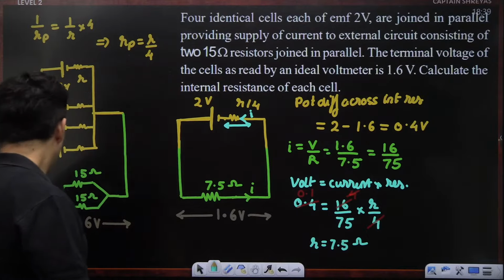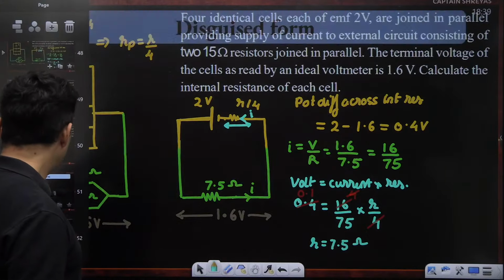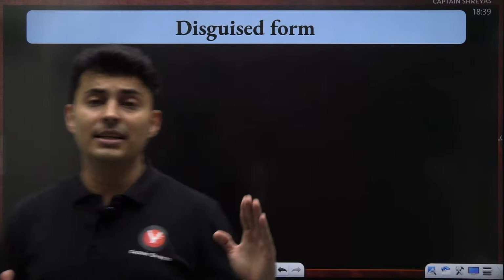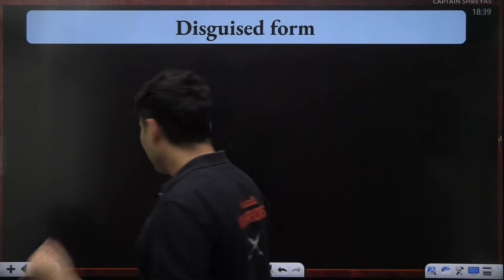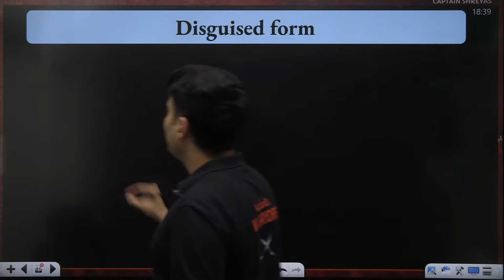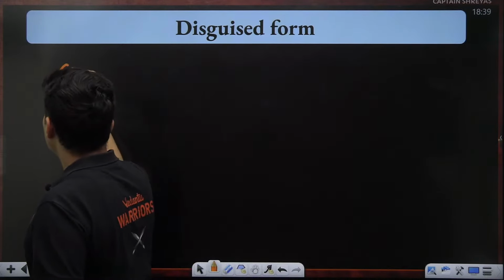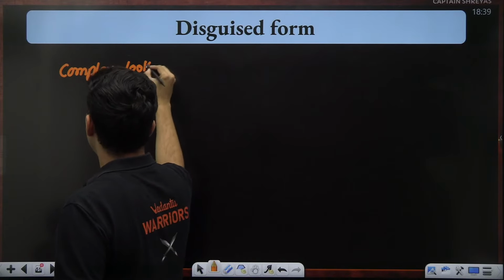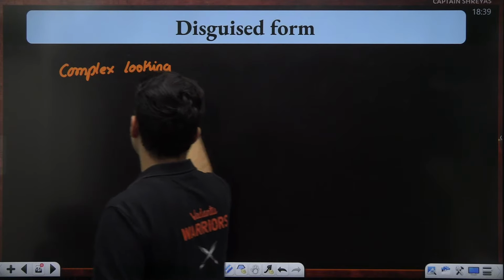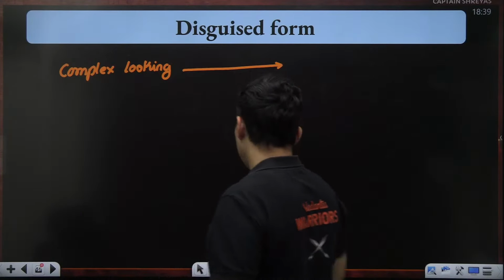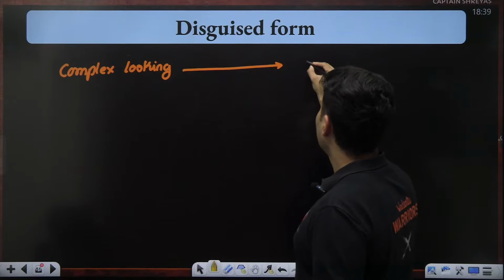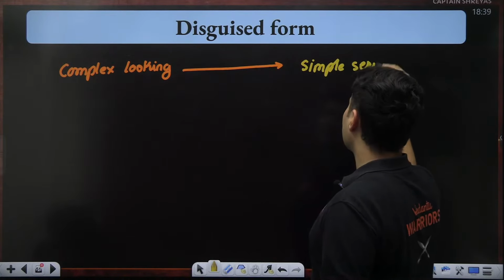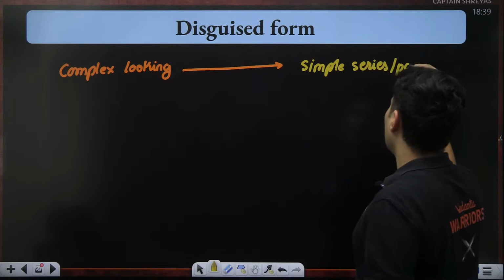Great. Cool. So now let's go to the different forms in which we can connect resistors and capacitors. First thing is called the disguised form. So what is this disguised form? Basically, it will be a complex looking circuit, but at the end of the day, it will be a simple series or parallel combination.